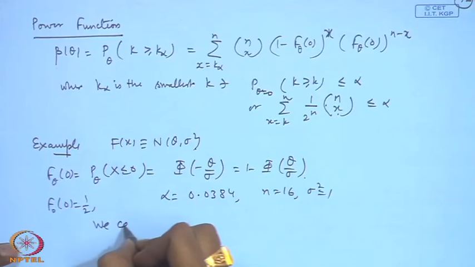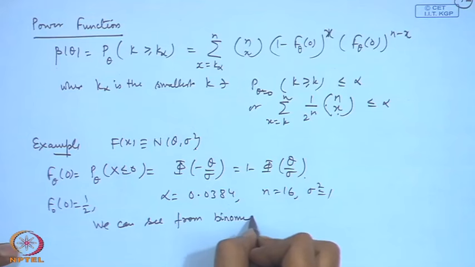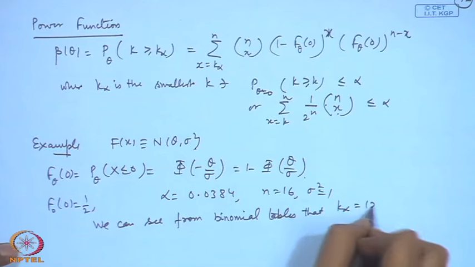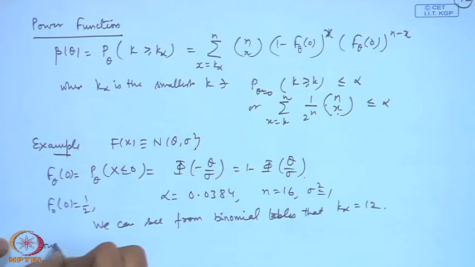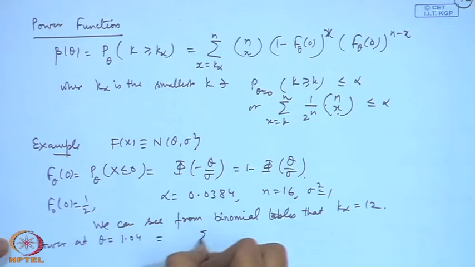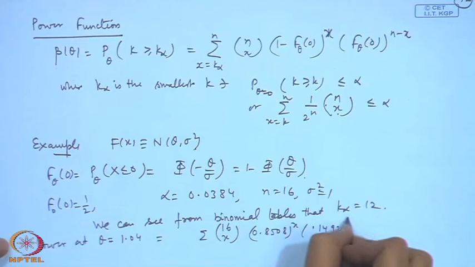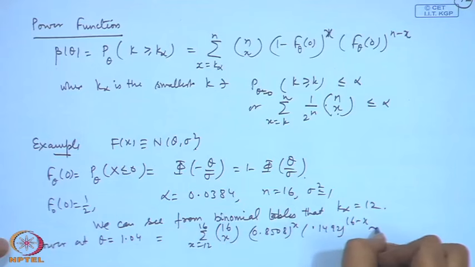Then we can see from the binomial tables that k alpha is equal to 12. So, if we consider the power function at, say, theta equal to 1.04, then it is equal to the sum of 16 c x, 0.8508 to the power x, 0.1492 to the power 16 minus x, for x equal to 12 to 16. That is approximately 0.9211.